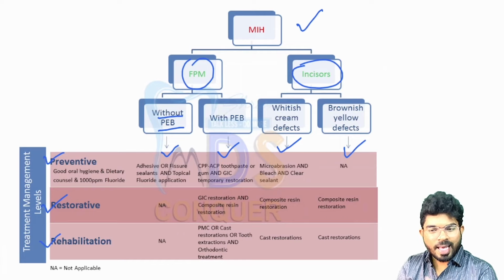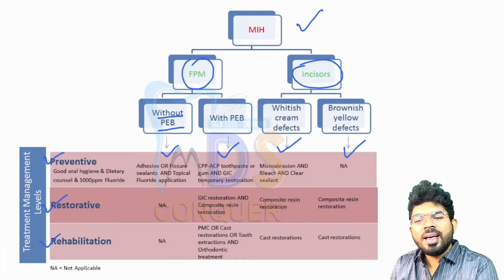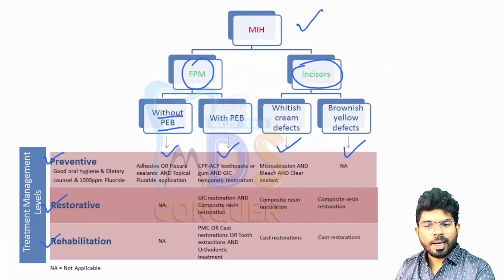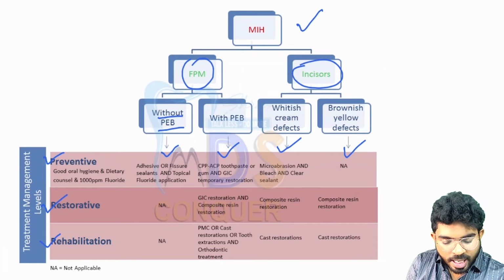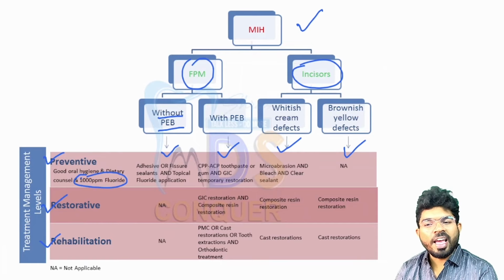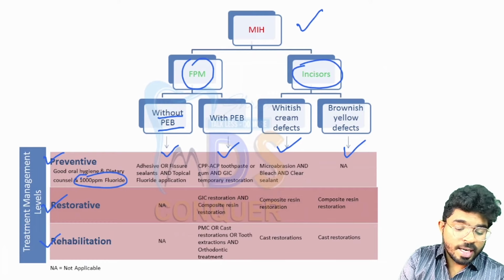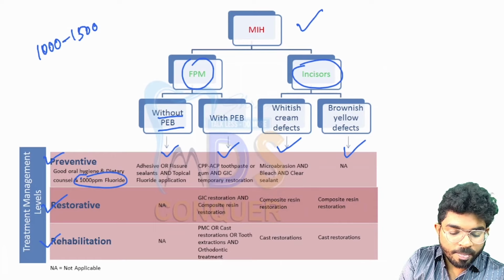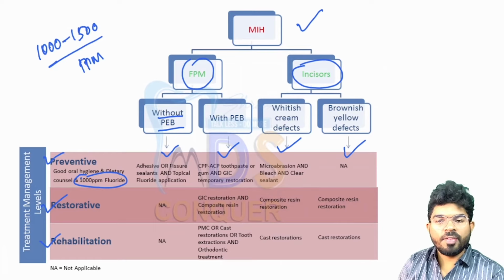These exact terms, handicapped, rehabs and everything, we'll discuss in the community part, the first chapter of community. Regarding prevention, it is preferred to advise the patient to use high fluoride containing toothpaste, around 1000 to 1500 ppm fluoride content, to be given to the kid.